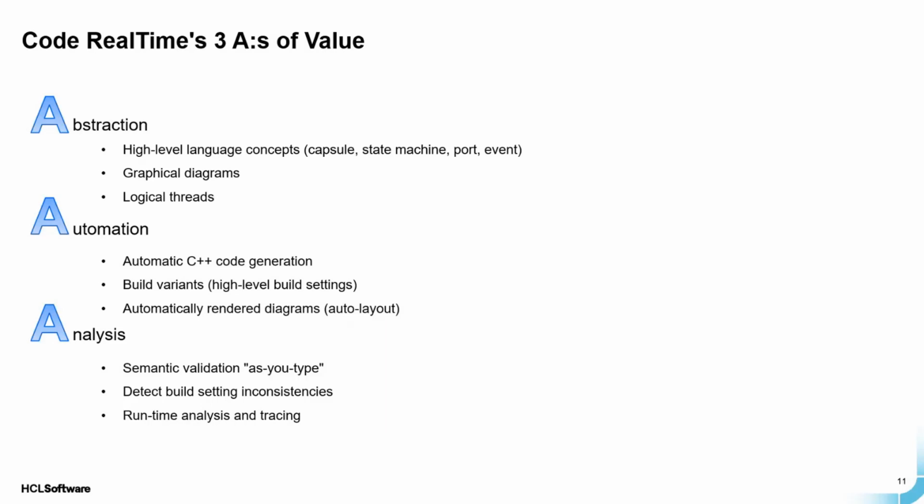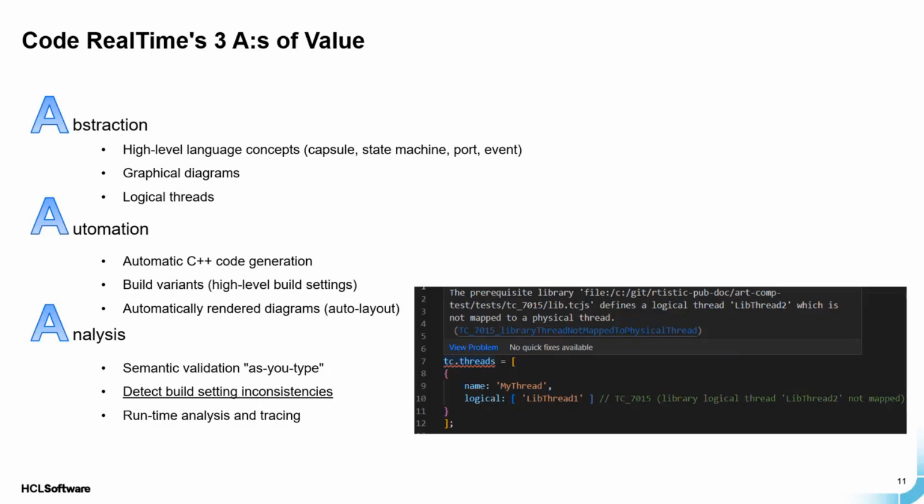We also detect build setting inconsistencies by analyzing the TCs, and this is a little bit extended compared to what we do in Model RealTime. So for example, here you see in the screenshot that we have analyzed the thread properties, so that if you have a library that defines a logical thread, but then you forget to map that logical thread to a physical thread in the executable, then that is detected. And this is something that otherwise would lead to some runtime surprise, where something didn't run as you would expect it to run.